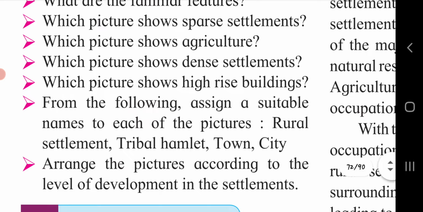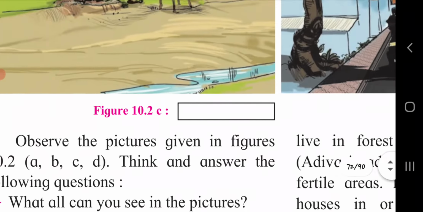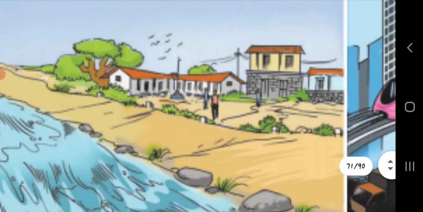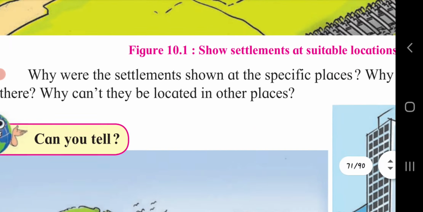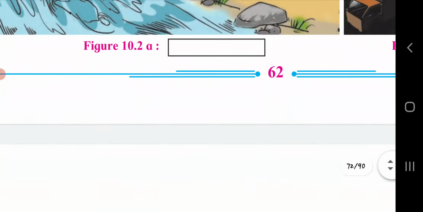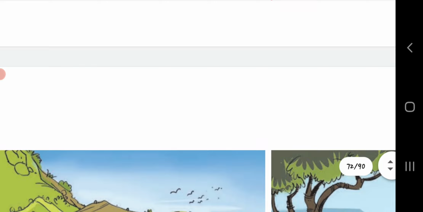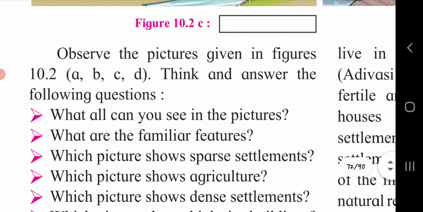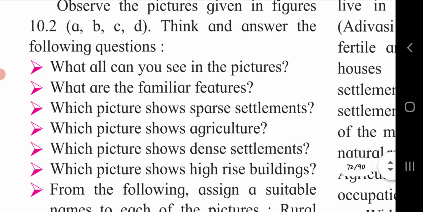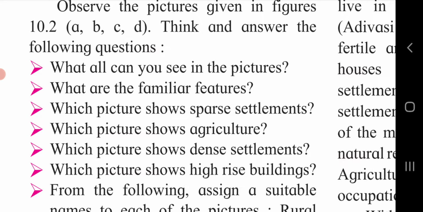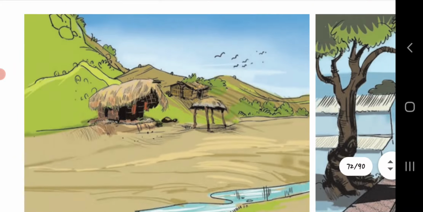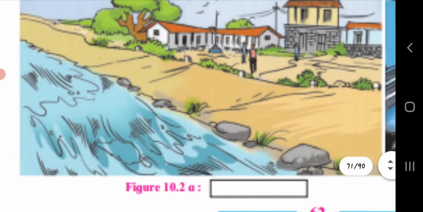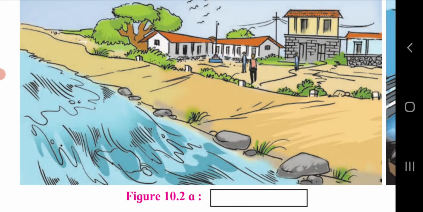Which picture shows sparse settlement? If we see 10.2a, here the human settlements are less, and in 10.2c, here the human settlements are sparse, that is limited. Which picture shows agriculture? 10.2a shows agriculture.